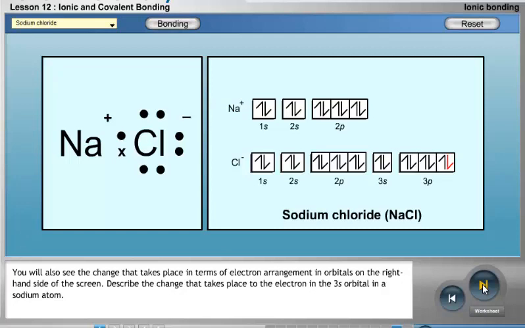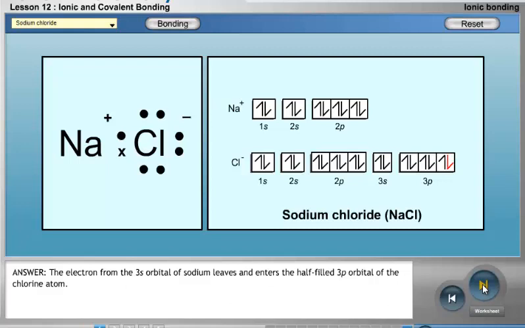You will also see the change that takes place in terms of electron arrangement in orbitals on the right-hand side of the screen. Describe the change that takes place to the electron in the 3s orbital in a sodium atom. Answer: the electron from the 3s orbital of sodium leaves and enters the half-filled 3p orbital of the chlorine atom.